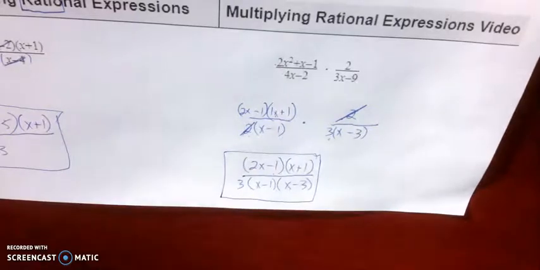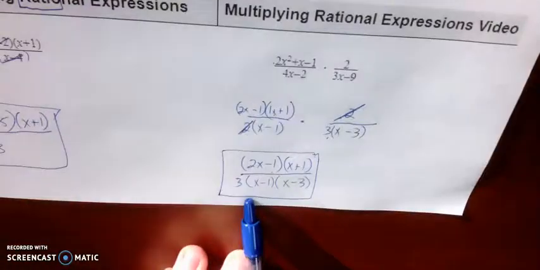So that, my friends, is multiplying rational expressions. You factor first and go on a canceling rampage. Your final answer is whatever's left over.